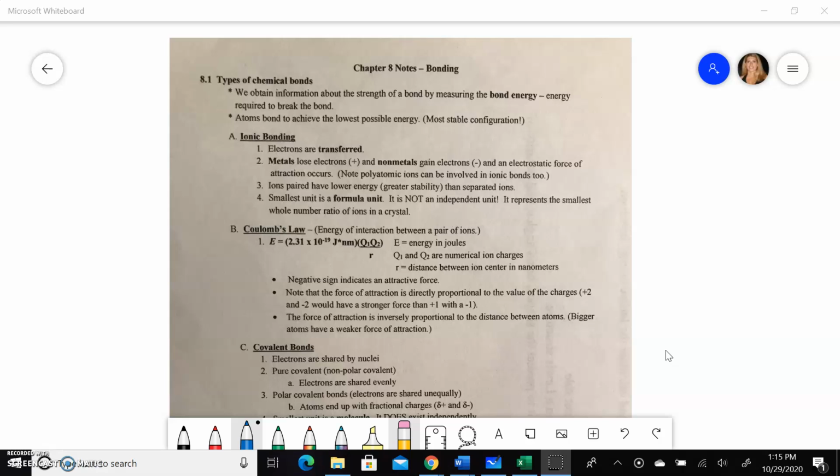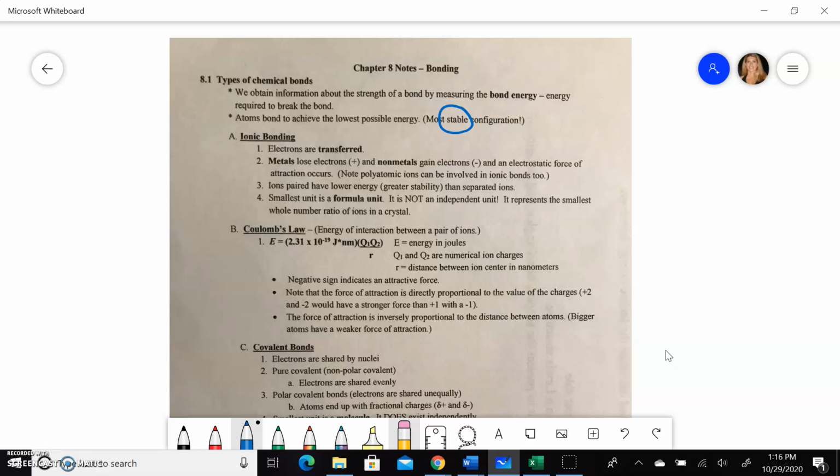And the reason that they do this is to achieve the lowest possible energy. So they're trying to become stable, that's the key word there. So if they're more stable at a lower energy together, then they're going to bond together. If not, then they'll stay separated. So let's just go through the different types.